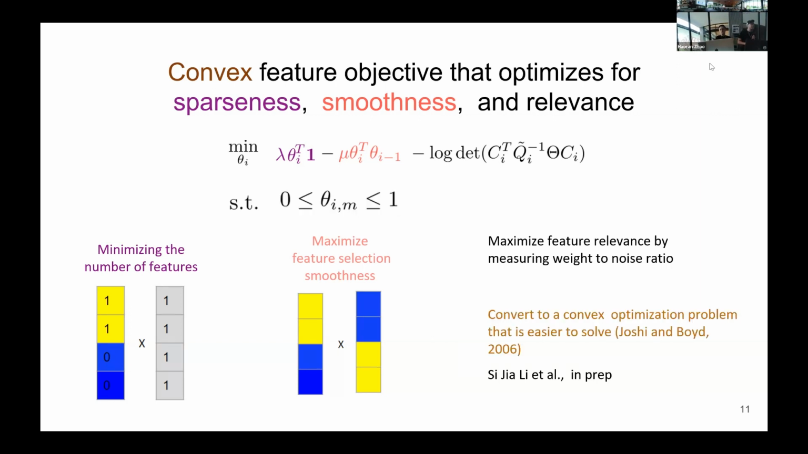And this work has been built on previous convex optimization algorithms that allow us to solve this objective in real time. And this is our work in preparation.